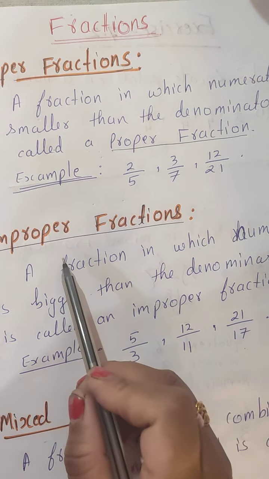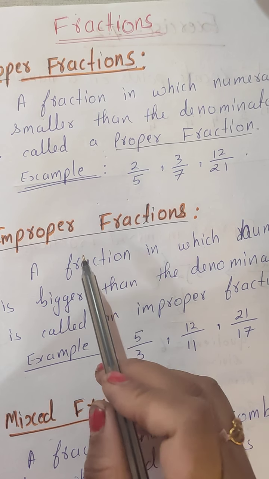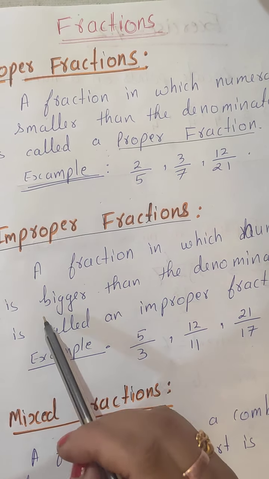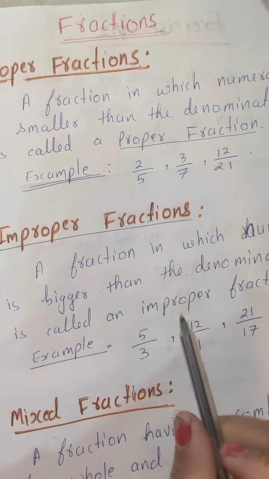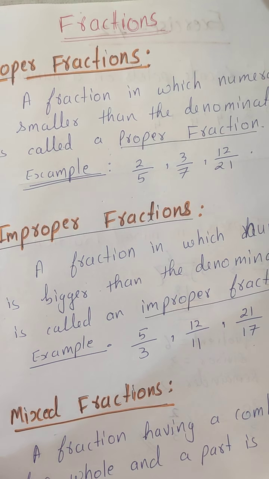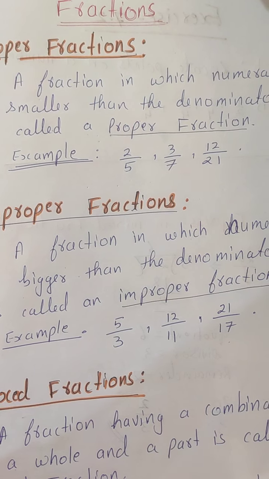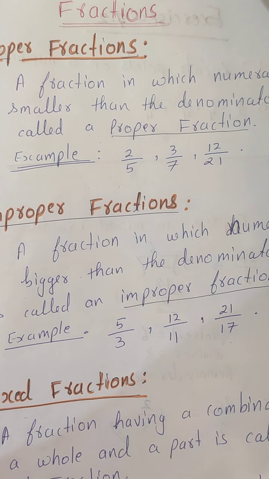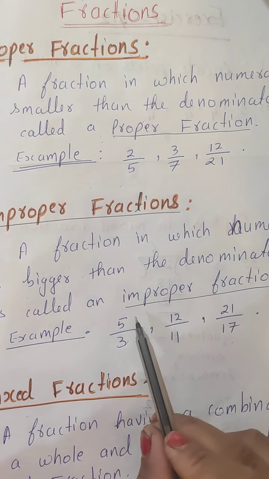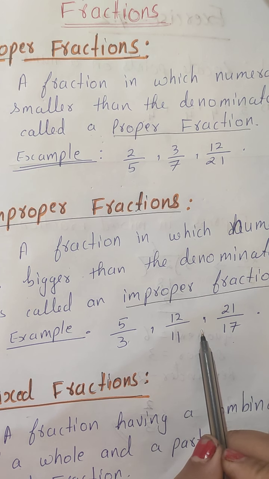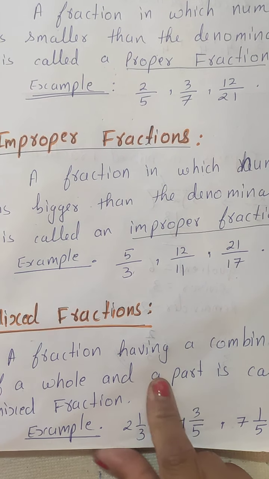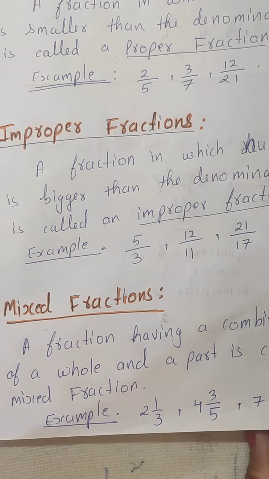Then comes improper fraction. An improper fraction is the opposite of a proper fraction. A fraction in which the numerator is bigger than the denominator is called an improper fraction. Examples you can see are 5 by 3, 12 by 11, 21 by 7. Here you can see that the denominator is smaller and the numerator is bigger in all three cases. Such fractions are called improper fractions. Now improper fractions can be converted into mixed fractions.